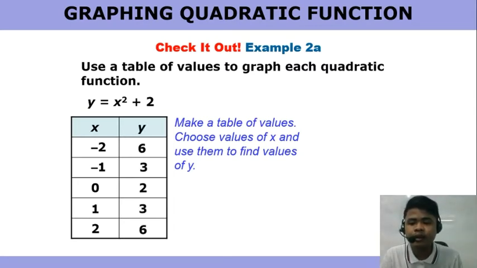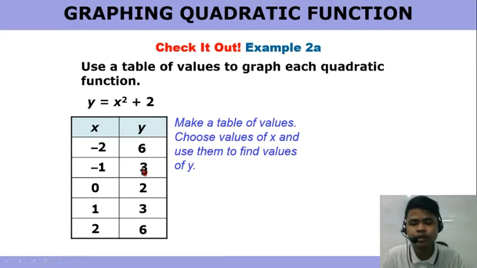Okay. Next, let's substitute the values of x to the function so that we can find the values of y. So, ito na yung naging values ng y. Y 6 ang katapat ng negative 2. It is because negative 2 was substituted to x. Naging negative 2 squared plus 2 siya. Negative 2 squared is equal to positive 4 plus 2. Okay, it is equal to 6.